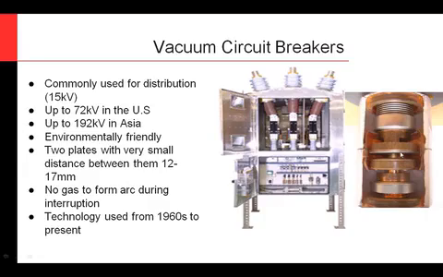You'll notice I got a picture of the interrupter over here on the right. You'll see that's a very small distance between those plates, usually maybe 12 to 17 millimeters. And so when this interrupts, those plates separate, and there's not any gas in there to form the arc. It's in total vacuum. But the actual plates melt away a little bit, and that's what forms the arc. And then when they separate enough on an X0 crossing, that arc extinguishes. Vacuum circuit breakers have been around since about the 1960s, and of course they're still manufactured today.